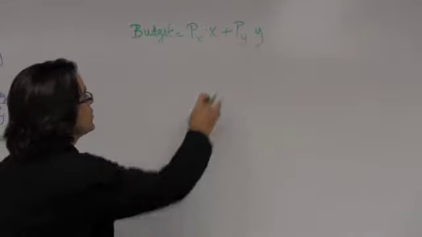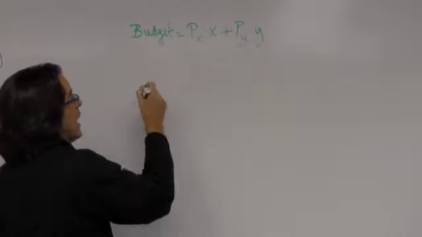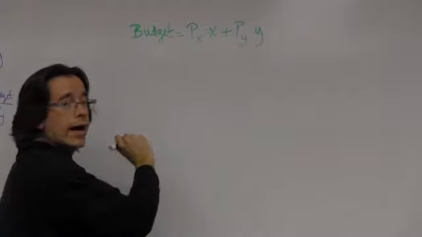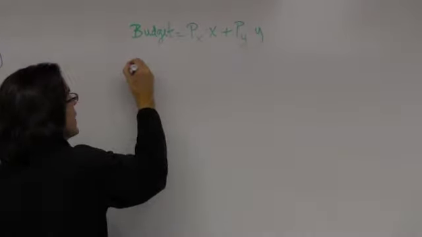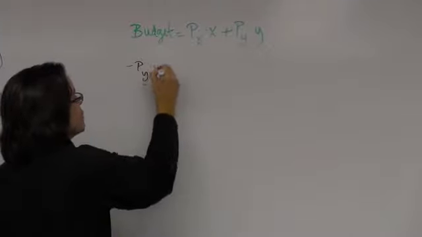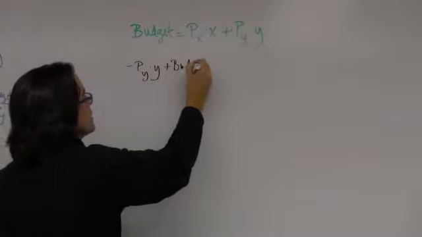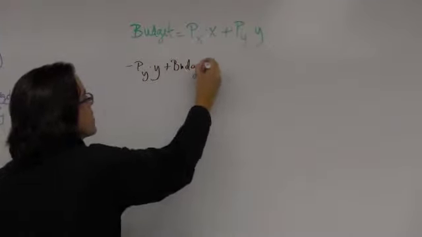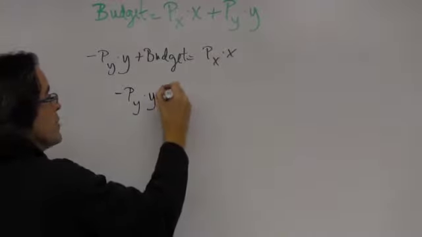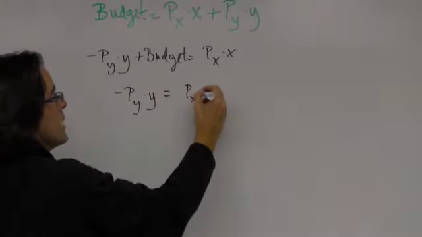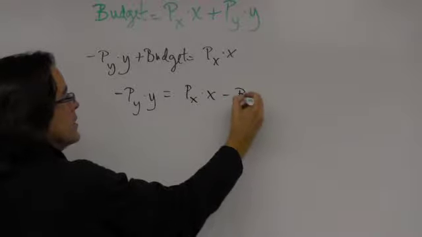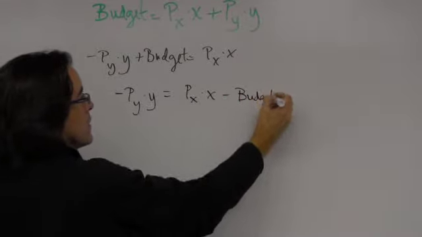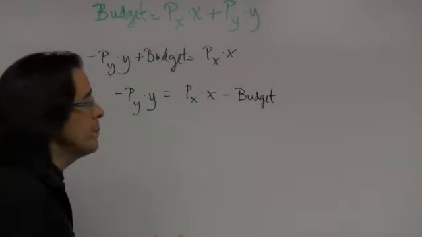The first thing we're going to do is move the Y terms over to the left. So we subtract Py times Y from both sides. We get negative Py times Y plus budget equals Px times X. We need to move the budget to the other side, so we subtract the budget from both sides, giving negative Py times Y equals Px times X minus the budget. Again, there's nothing intuitive here yet. We're just doing basic algebra.